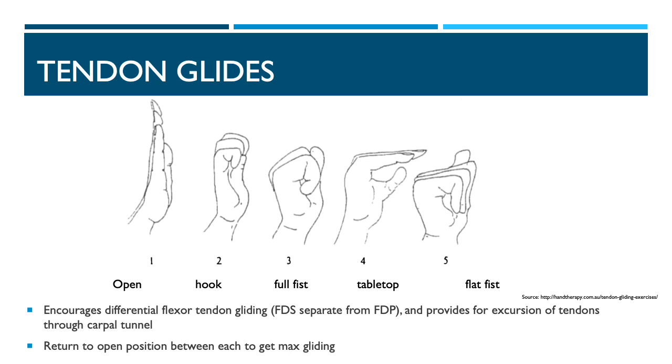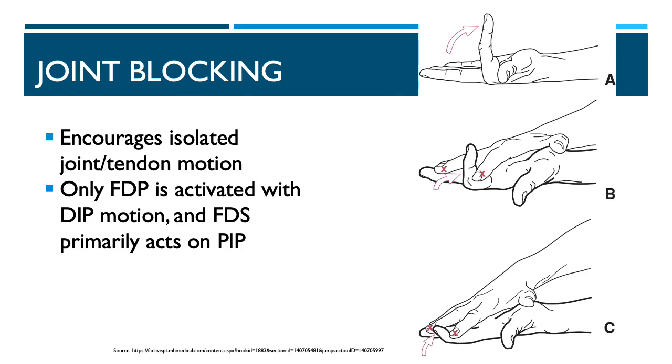So for common exercises, we already talked about tendon glides, so we'll skip over these for now, but because I love them, I wanted to put them in here again. Joint blocking is something unique to the digits that I think is kind of interesting because it encourages isolated joint or tendon motion with certain positions. So with blocking, what you do is you allow motion at only one joint at a time.